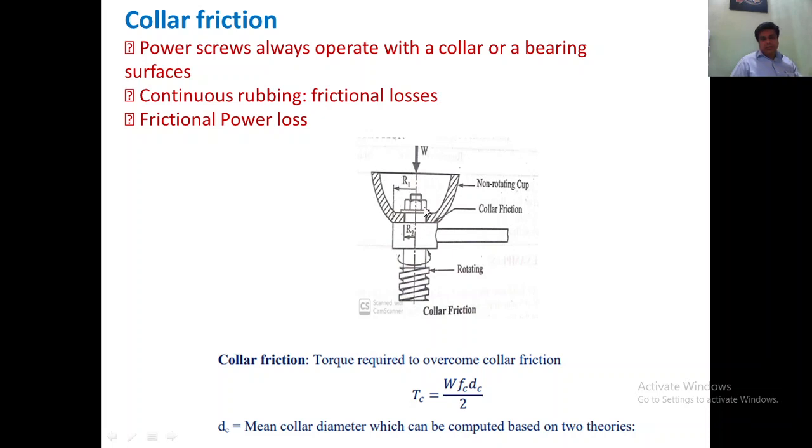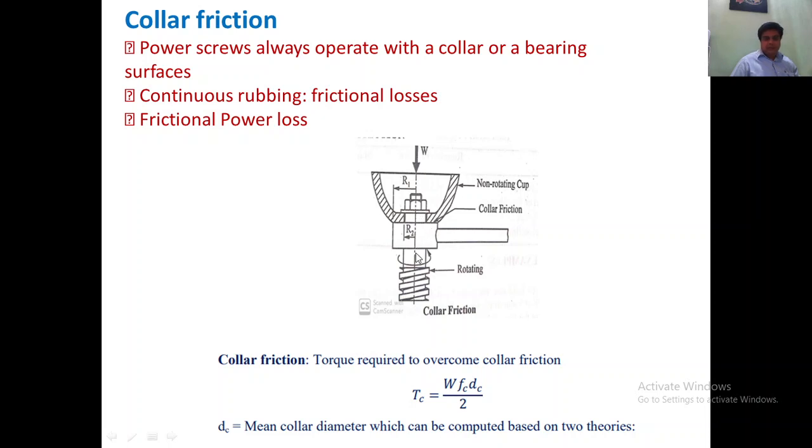In the screw jack, in the upper part we have the cup and the load is placed here, and this is the handlebar and this is the collar. On this collar the cup will be placed. Whenever we are rotating this handlebar, there will be friction between this collar and this cup. This friction is called collar friction. Whenever this screw is rotating, the cup is fixed here, so there will be friction developed between the collar and the cup. That is called collar friction.